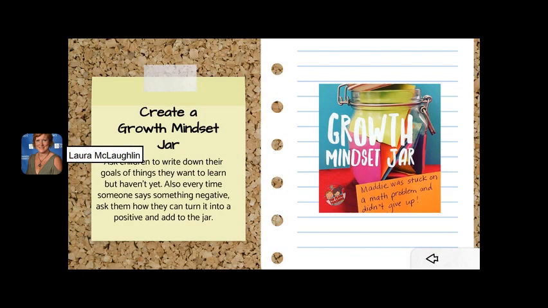Create a growth mindset jar. Ask children to write down their goals of things they want to learn but haven't yet. You can actually create a Padlet page and do this virtually as well. Also, every time someone says something negative, ask them how they can turn it into a positive and add it to the jar or the Padlet page. So it can be a growth mindset Padlet page if you're doing this virtually. So if you want to respond to this slide about goals that you would have in your growth mindset jar, that would be great.